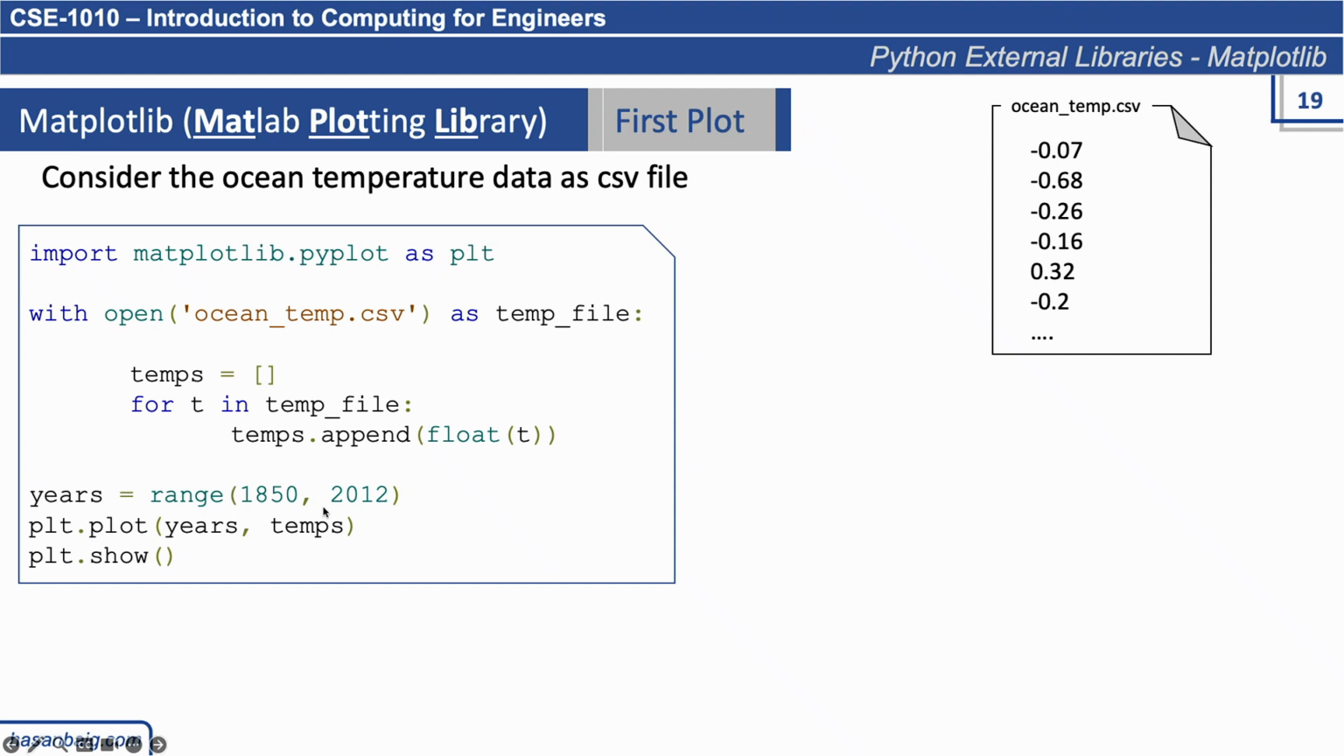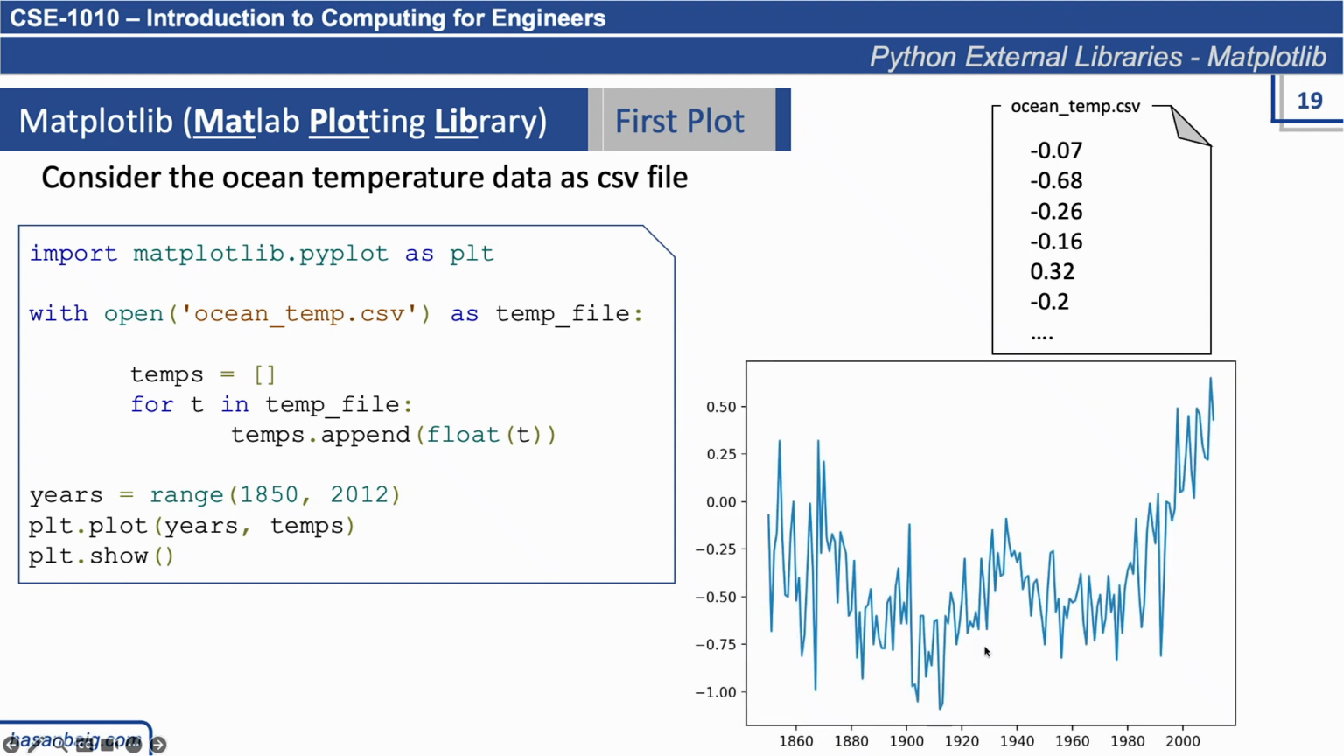These are the years which we will be plotting against this data. Then, once you use the plot function, you specify the horizontal axis data and then the vertical axis data. The horizontal comes first and the vertical axis comes next. So it will plot, and plt.show will actually display this data.